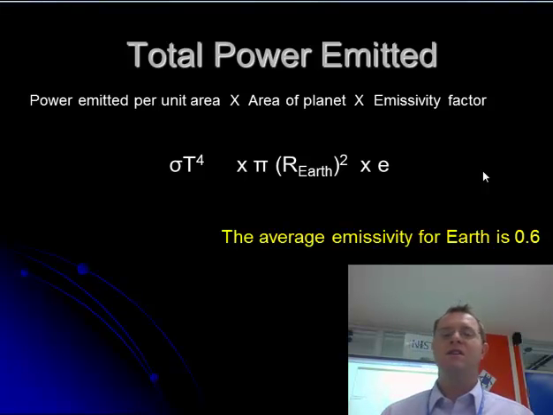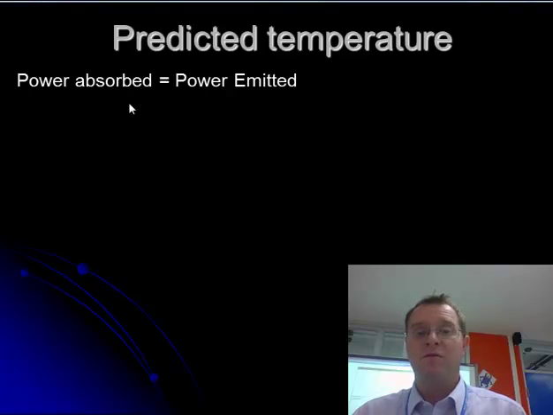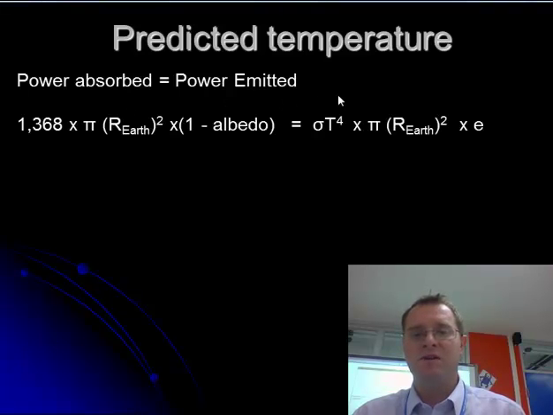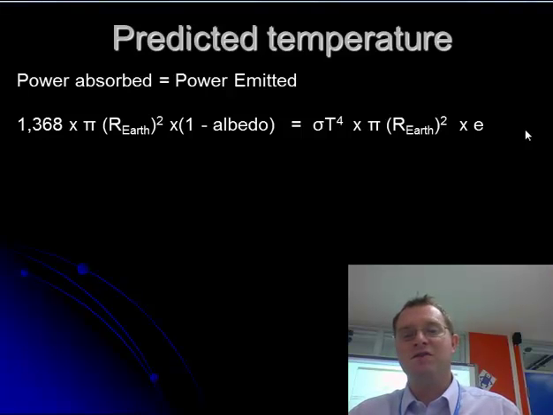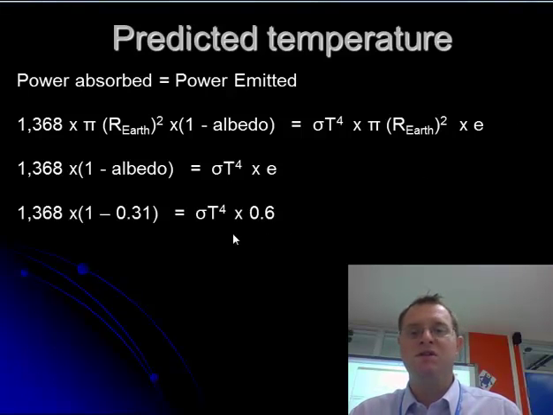Okay. So now we have a formula for the total power emitted and a formula for the total power absorbed. This allows us to predict a temperature. So if power absorbed equals power emitted, if we do the calculations, we know about all of these terms, and we can solve for the temperature of planet Earth if this model succeeds. Now, my simplified versions of the area mean that quite quickly I can cancel out pi radius of Earth squared from both sides. Then if I put in my numbers, I can rearrange for T.